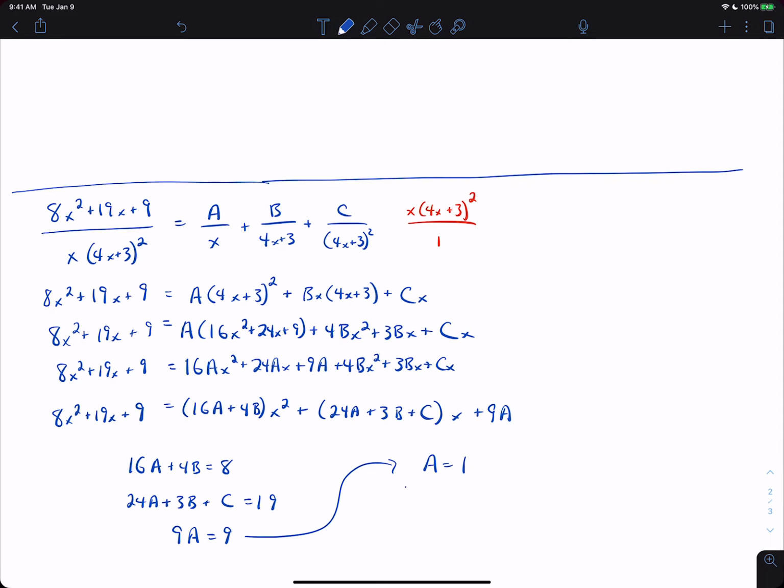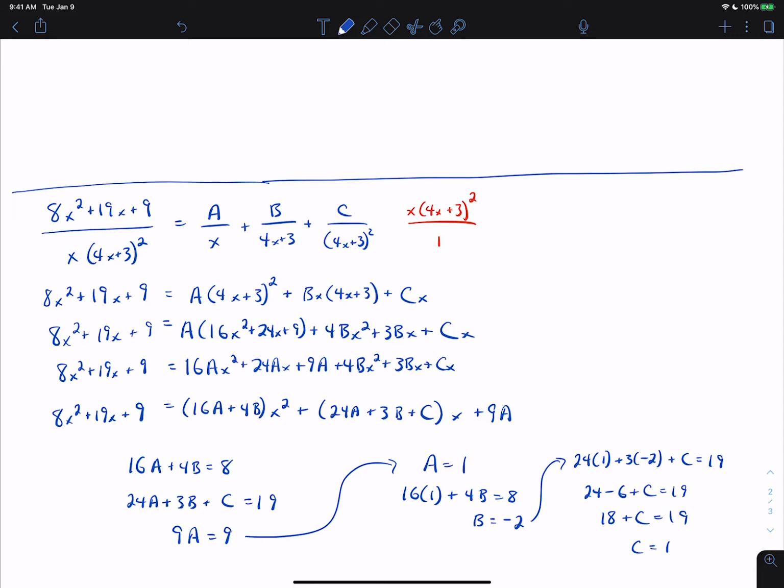I can plug that into the first equation and get 16 times 1 plus 4b equals 8. If I subtract 16, I get negative 8 on the right-hand side, and divide by 4, I get negative 2 for b. And now I can plug both of those into the middle equation and get 24 times 1 plus 3 times negative 2 plus c equals 19. And now 24 minus 6 plus c equals 19. That gets me 18 plus c equals 19, which means c is 1.